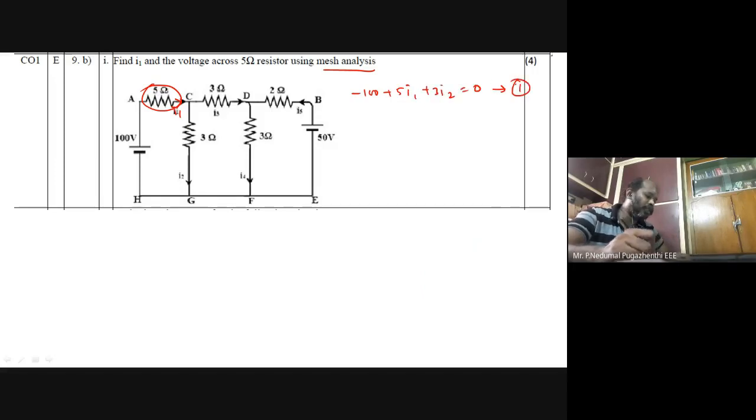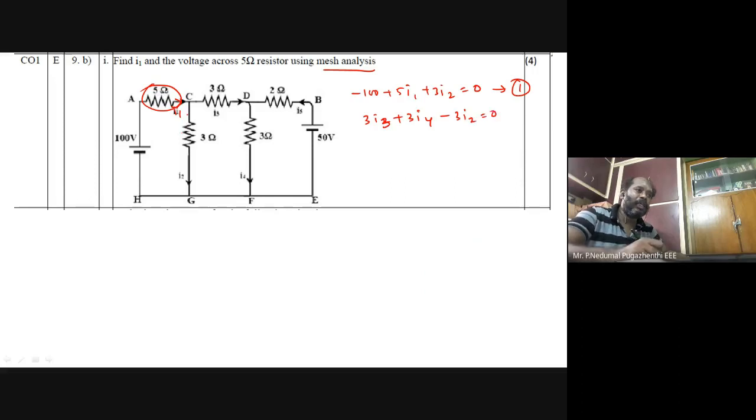Okay, this is the first equation. Now the second equation: if I take this second loop, what will I get? I will write it like 3I3 plus 3I4 minus 3I2 is equal to 0.